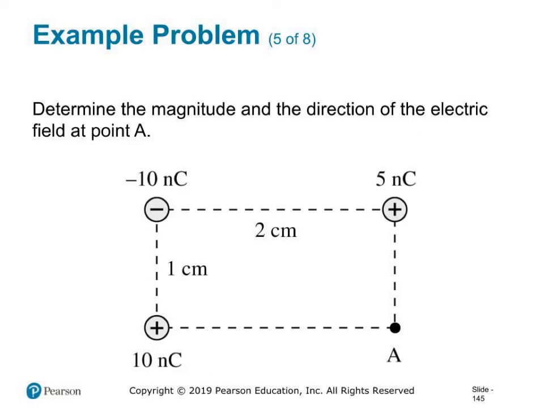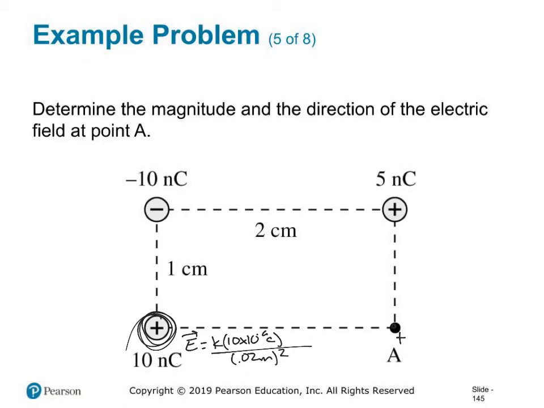Okay, so we're going to determine the magnitude and direction of the electric field at point A, where we've got some unknown test charge that we're going to assume to be positive. Anyway, we're going to start with, let's say, this charge right here, the 10 nanocoulomb charge. We know the electric field due to a point charge equals k times the charge, 10 times 10 to the negative 9th coulombs. Pretend you can read that. Divided by the radius squared. The radius squared is 2 centimeters squared, which in meters is 0.02 meters squared.